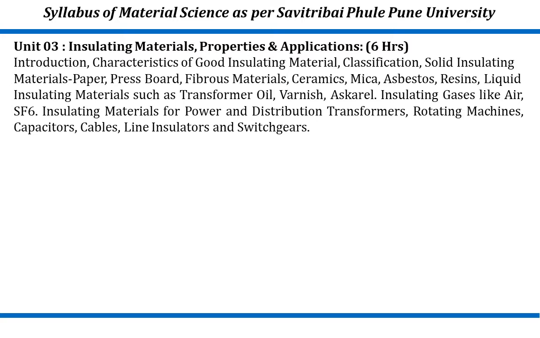Insulating materials that can be used for power and distribution transformers, rotating machines, capacitors, cables, line insulators and switchgears. So in all, in this particular lecture, we are going to cover the concept of insulating material, its characteristics, its classification, then different materials that can be used as per its application. So in that we have to study its characteristics, then its properties, then what are the possible applications of solid, liquid and gaseous insulating materials in electrical engineering.